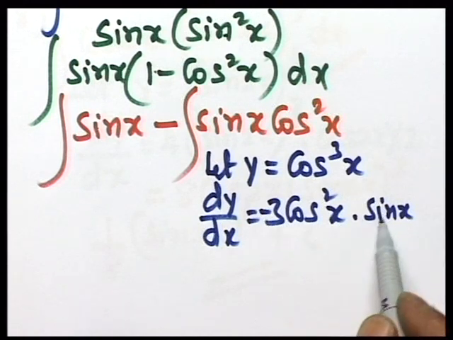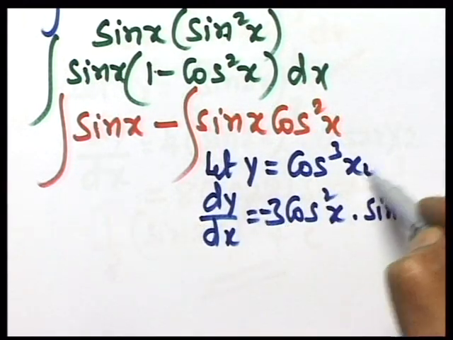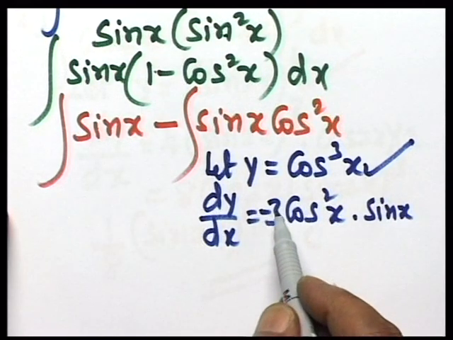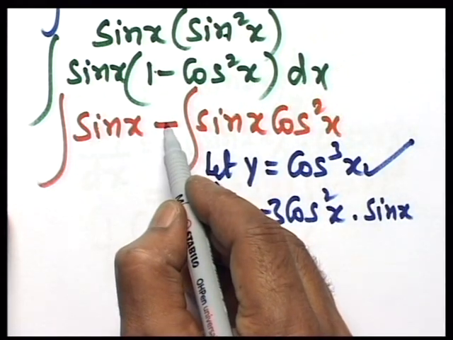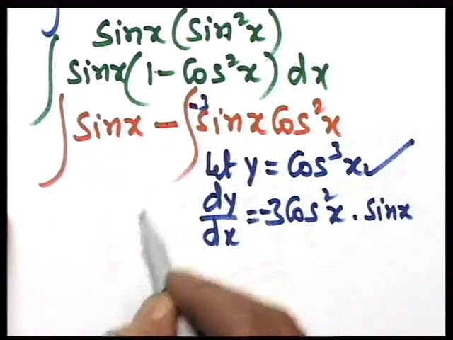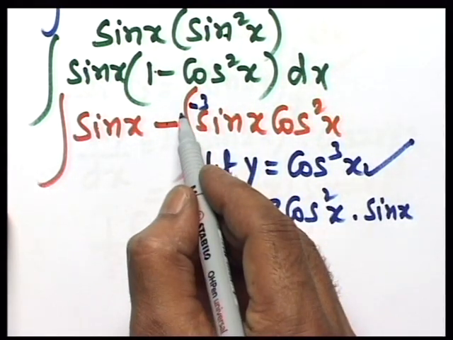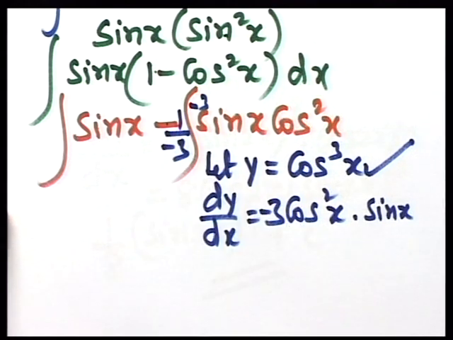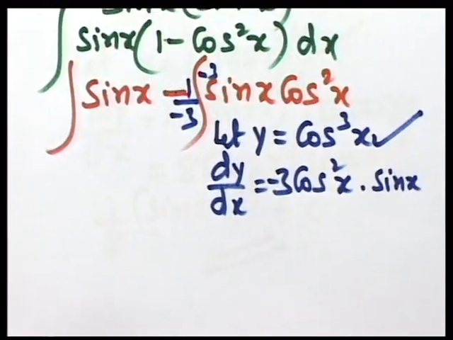Okay, if this is that, then our answer is this. Minus 3 is missing. The minus is already there, but let's write a minus 3 there. To compensate, you divide by minus 3, so it's 1 over minus 3. Then we can easily write the answer now.